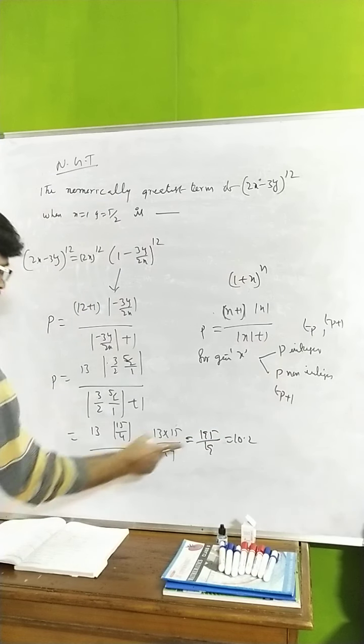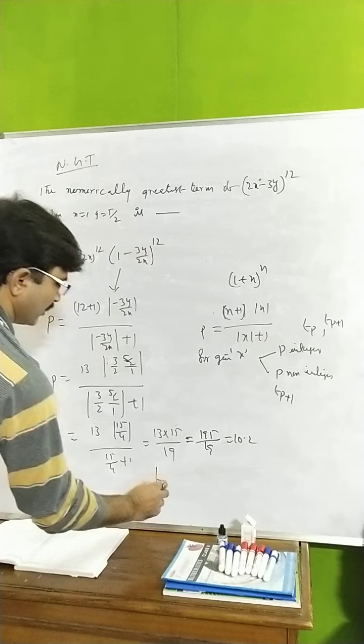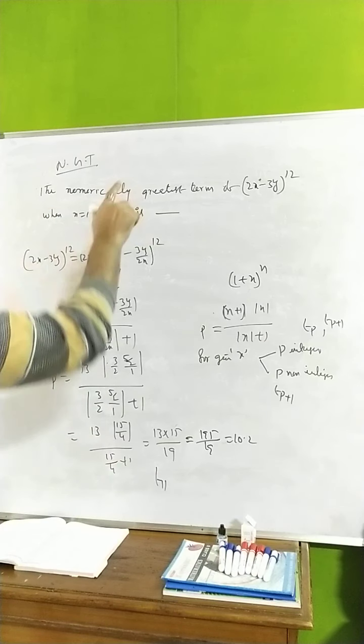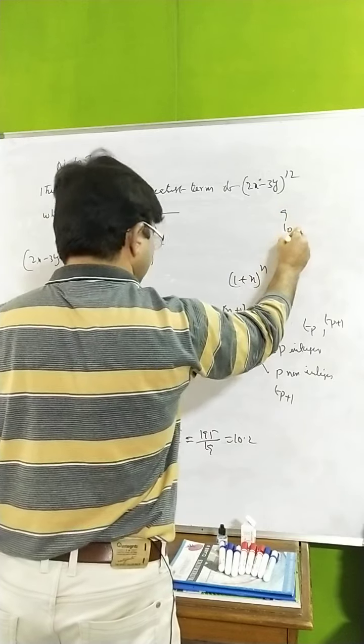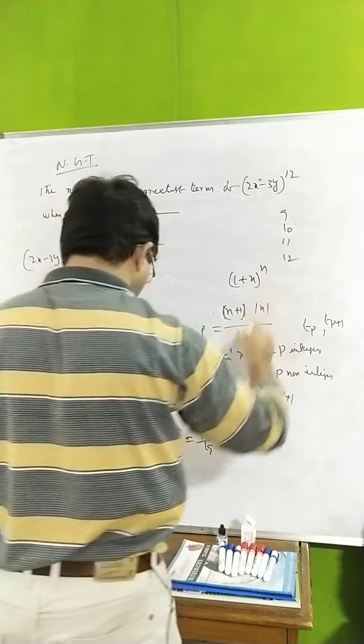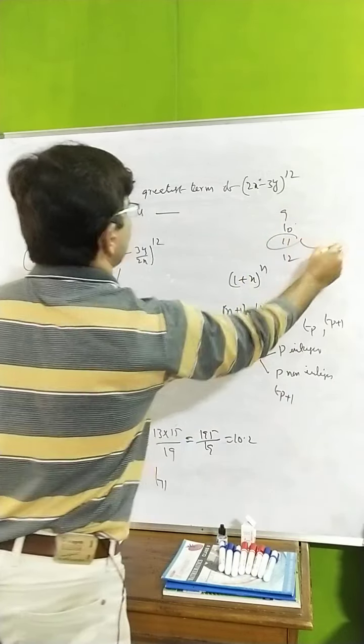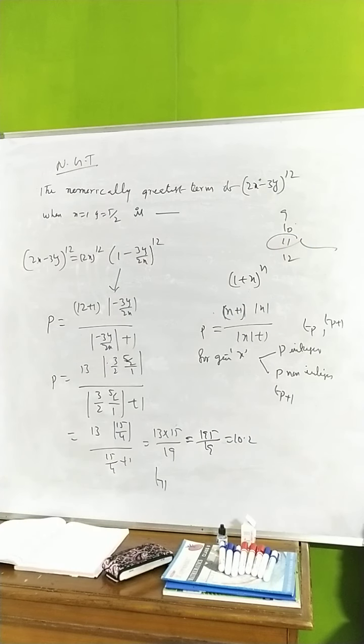That means, what is the numerically greatest term here? The 11th term. He is asking only the numerically greatest term, and he has given the options 9, 10, 11, 12. Therefore, our answer is the 11th term is the numerically greatest term. If he has an option like that, we have to do it in this way.